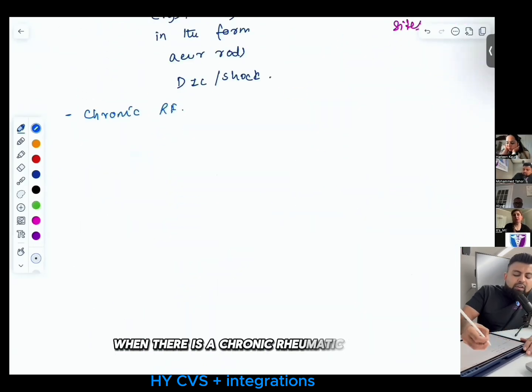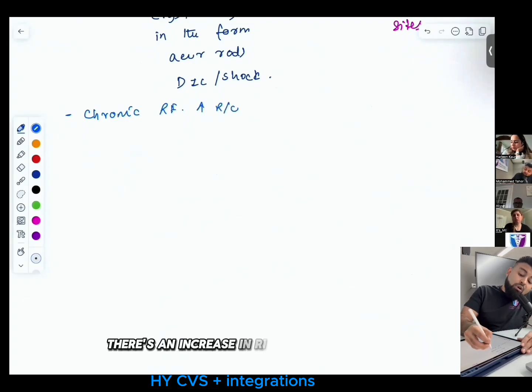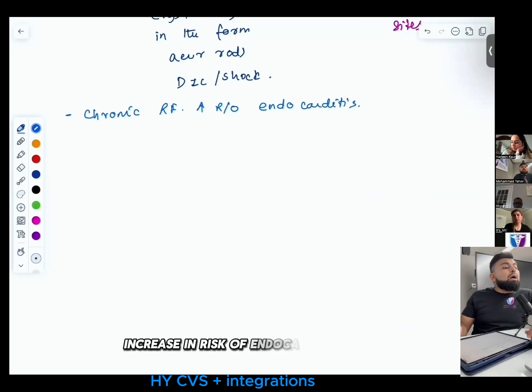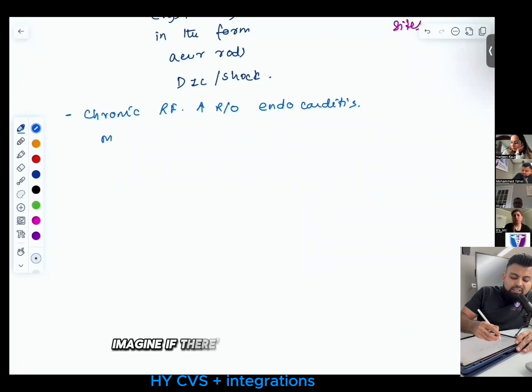It's a chronic rheumatic fever. There is already damage to the valve. There's an increase in risk of endocarditis. Chronic rheumatic fever, increase in risk of endocarditis, right? So just keep in mind the complications that can happen. Imagine if there is a mitral regurgitation that can increase the risk of volume overload.